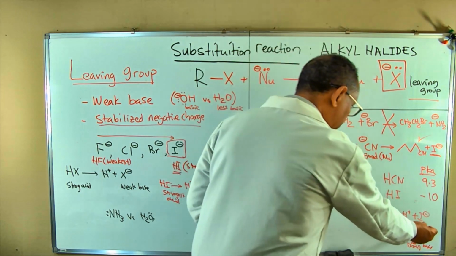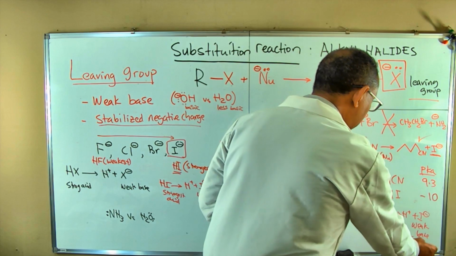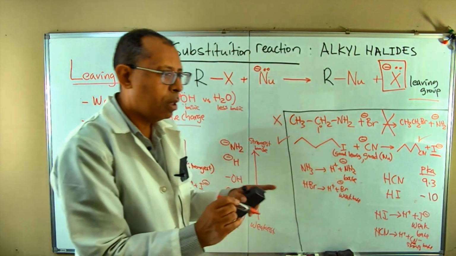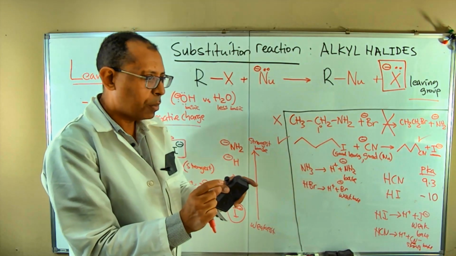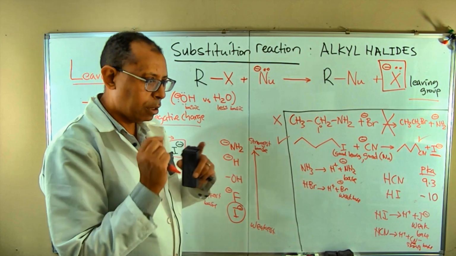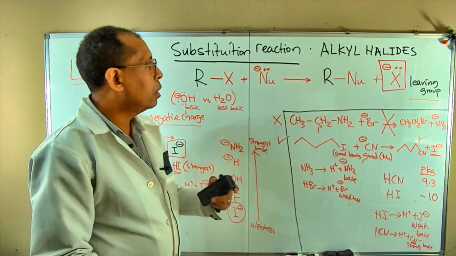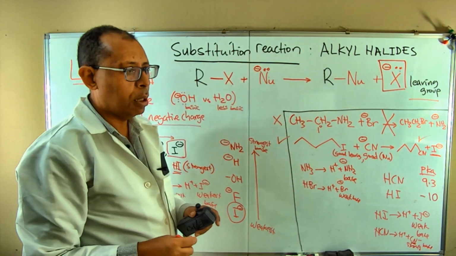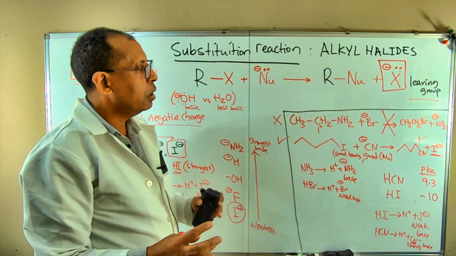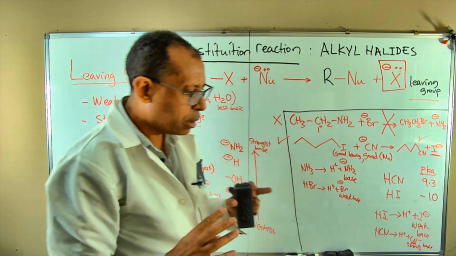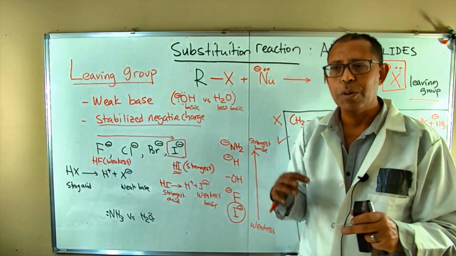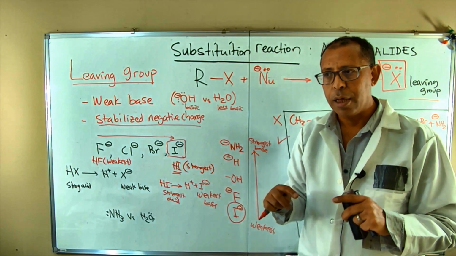So I minus is a weak base, and CN minus is a strong base. So this is a good combination. You have a weak base as a good leaving group and a strong base as a nucleophile. This is a good combination to effect a substitution reaction. So we'll continue to see the comparison of nucleophilicity versus basicity. So this is also another important concept.